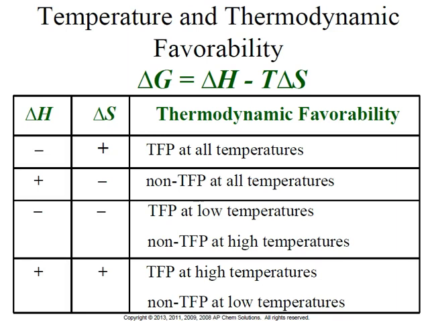However, if you have the same sign on delta H and delta S, that's going to mean that one of them is favorable and one of them is not. And if that's the case, then the temperature will determine whether or not the reaction occurs. If both of them have a negative sign, those processes are favorable when the temperatures are low, and they are not favorable when the temperatures are high. And the opposite is true if both of them have a positive sign.